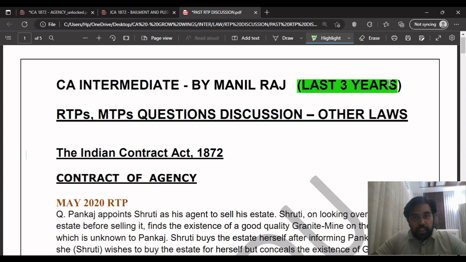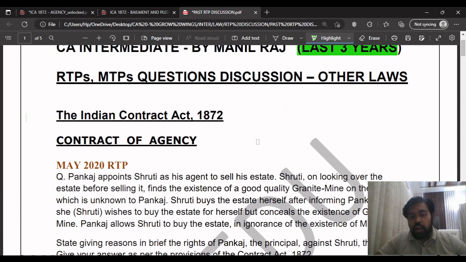So in this chapter, what kind of questions will the ICAI pose? One more thing is that the questions the ICAI asks are so easy, and they are from the same concepts which are there in the TYK as well. Even the test your knowledge questions at the back of the chapter are the same questions that come in RTP and MTP. I'll show you now. Okay, let's start discussing each question one by one. I'm doing only the contract of agency right now.